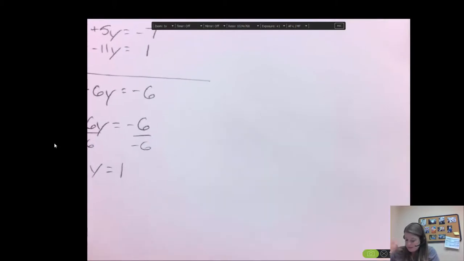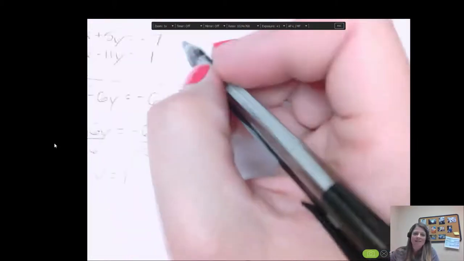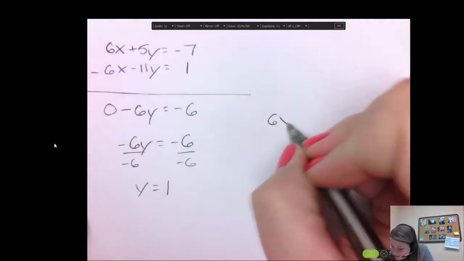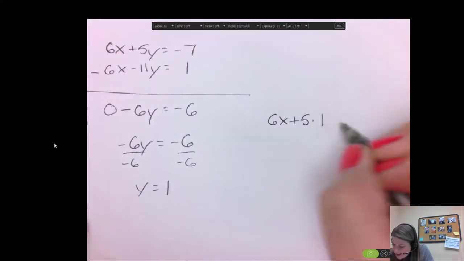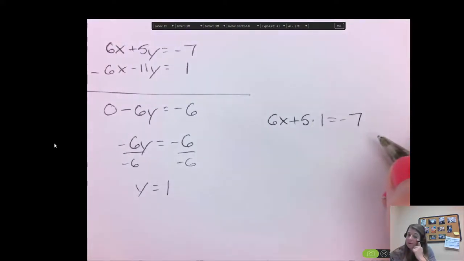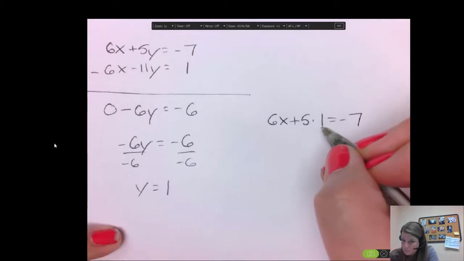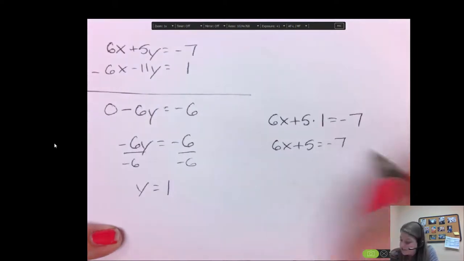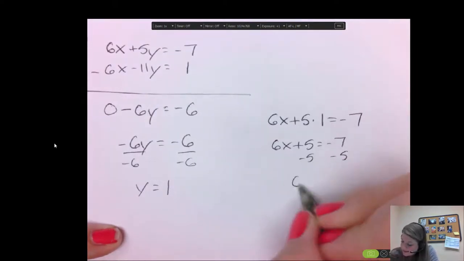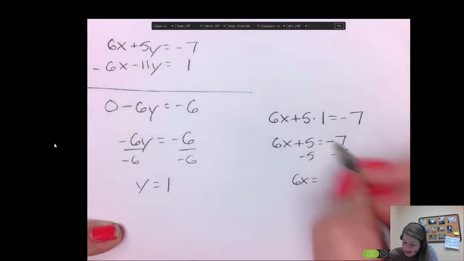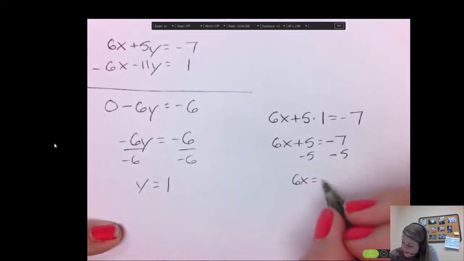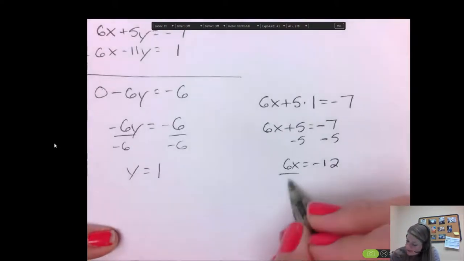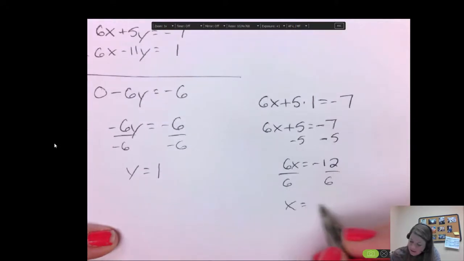From here, go back to either equation. I like the top one because it doesn't seem to have as many negatives in it. So the top one is 6x plus 5y equals negative 7. I know y is 1, so I just put y equals 1 right here. So we know that 6x plus 5 equals negative 7. Subtract your 5 over, and 6x equals negative 7 minus 5. Remember, you combine those and you get negative 12. You have to add them. Think of it as going more in the negative. Divide by 6 and x will equal negative 2.